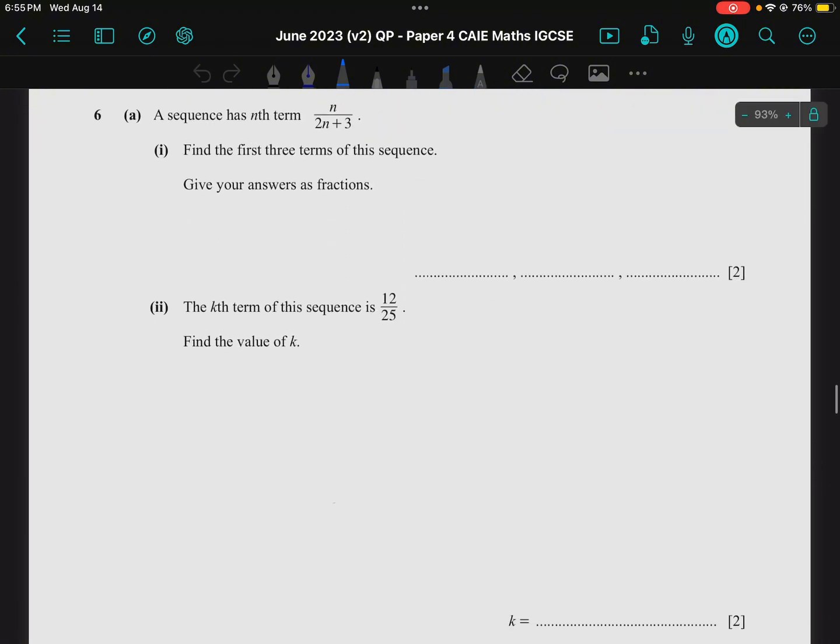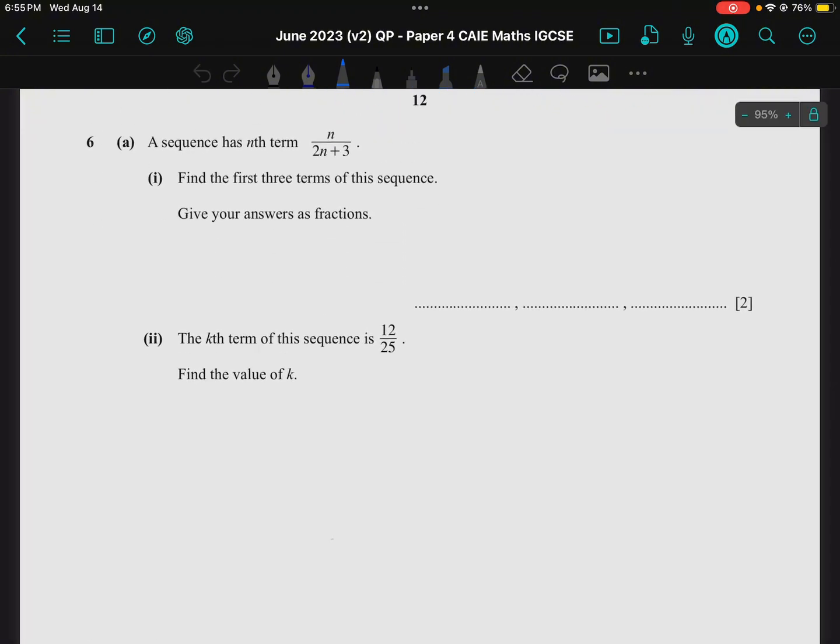Now question number 6. A sequence has nth term n upon 2n plus 3. Find the first 3 terms of this sequence. Give your answer as a fraction. So for the first term a1, put the value n equals 1. For the second term, the value of n will be 2. For the third term, the value of n will be 3.